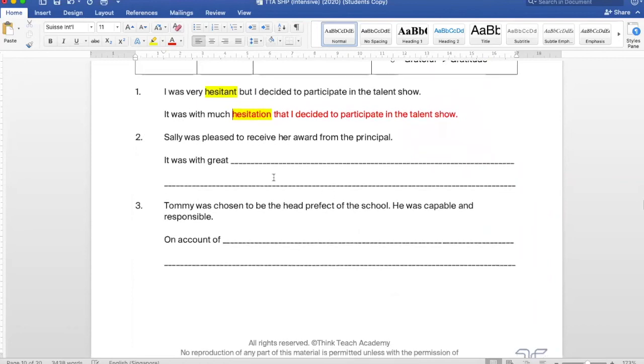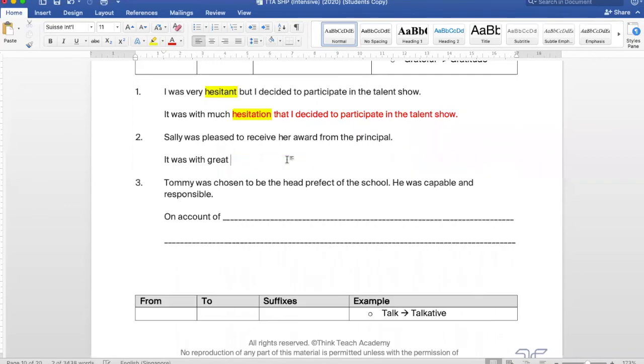Question 2. Sally was pleased to receive her award from the principal. Isaac Kwok, how would I answer this question? It was with great pleasure that Sally received her award from the principal. Yes, that's correct. So it was with great pleasure that Sally received her award from the principal. Correct.